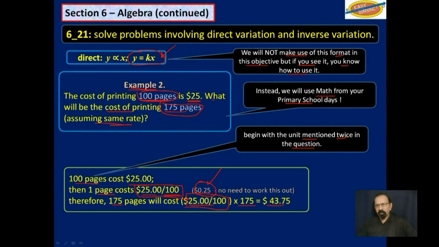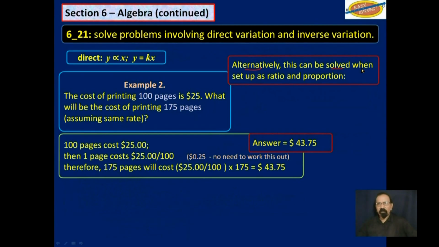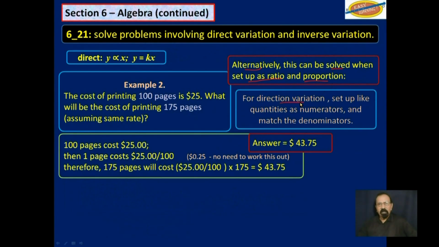Now this 25 cents here was actually that k up there. But as I said, you weren't told that in primary school. And even in secondary school, you may not be told that unless you recognize it here. So $43.75. More pages costs more. That's direct variation. Alternatively, this can be solved when set up as ratio and proportion. For direct variation, set up like quantities as numerators, or both of them could be denominators, and match the denominators.